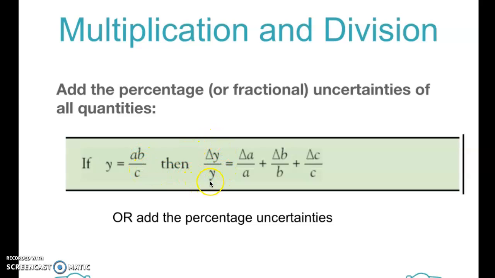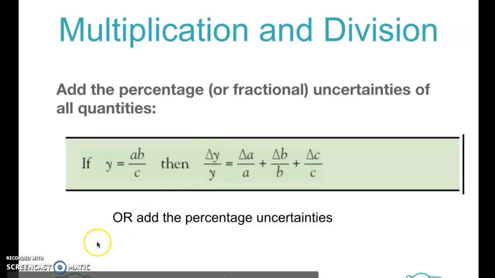The fractional uncertainty in Y, which is delta Y over Y, remember, delta Y is the absolute uncertainty, so the fractional would be delta Y over Y. The total fractional uncertainty would be equal to the fractional uncertainty in A, plus the fractional uncertainty in B, plus the fractional uncertainty in C. Your final absolute uncertainty would be equal to delta Y.